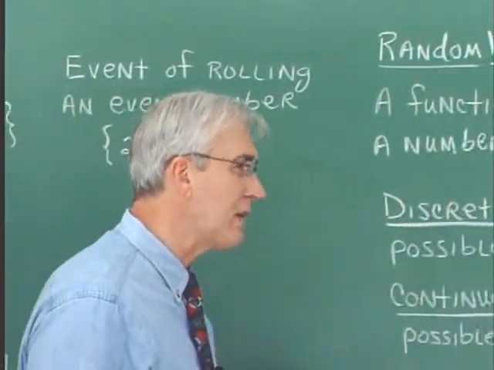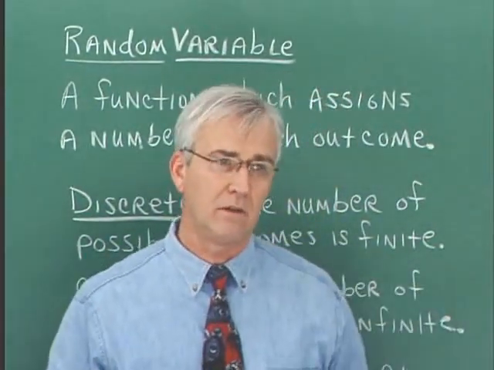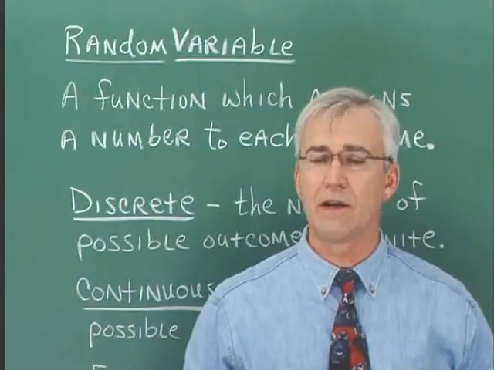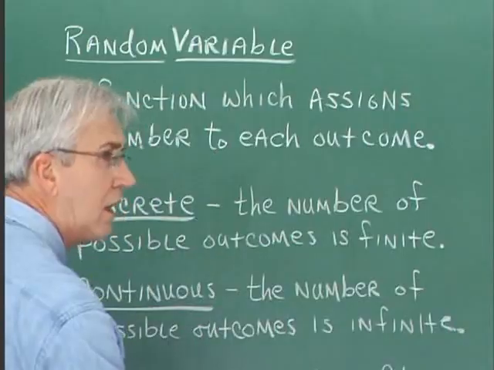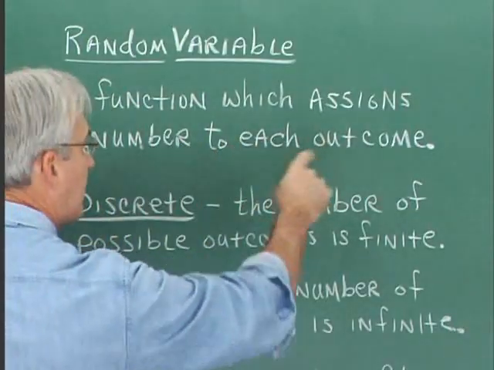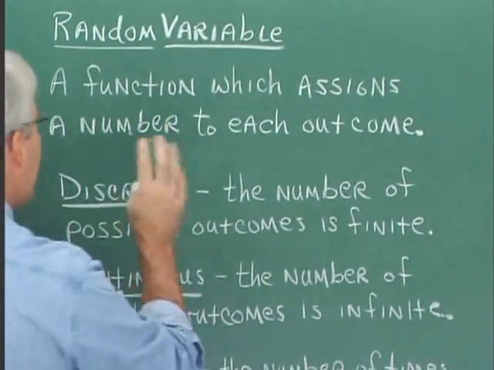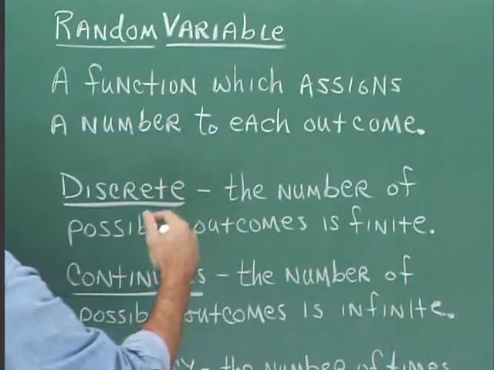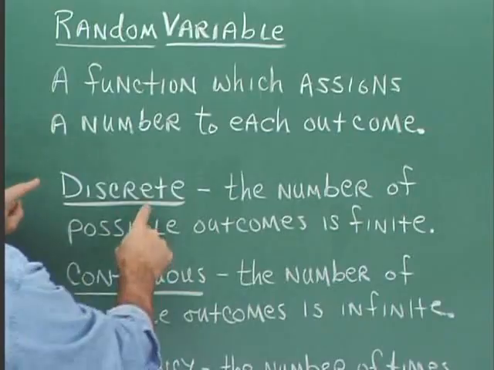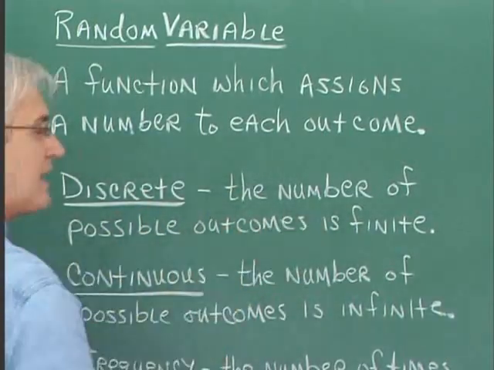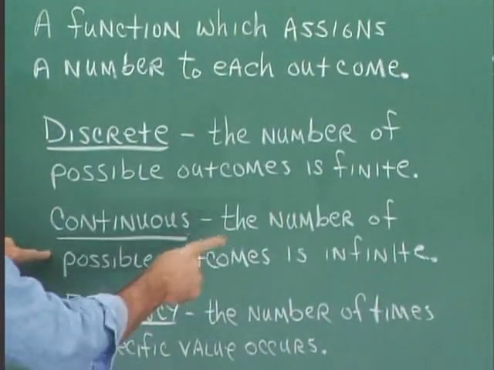Now, when probability is studied in a more formal setting, hopefully a little more formal than the setting that we're talking about here, we talk about a random variable, which is a function x, which assigns a number to each outcome. And I'll show you an example of how that occurs in just a moment. But we can have a discrete random variable or a continuous random variable. This x value can be discrete or continuous. Discrete means that the number of possible outcomes is finite. You see, finite. And continuous means that the number of possible outcomes is infinite.